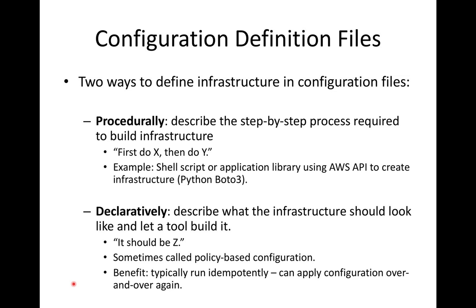That's a procedural process. The second way to define infrastructure in configuration files is to use a declarative approach. With a declarative approach, we're defining what the infrastructure should look like, ultimately what we want the desired state of the infrastructure to be. We don't define how to get there. We don't tell the tool the exact procedure and the step-by-step process to build that desired state. We let the tool figure out how to build it. And so we have procedural and we have declarative.